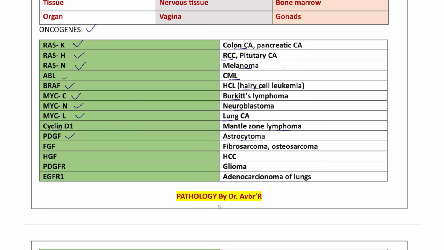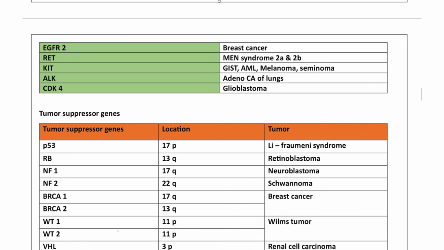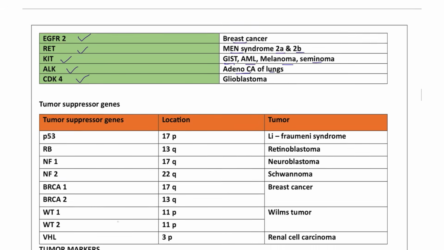PDGF is for astrocytoma, FGF is for osteosarcoma and fibrosarcoma, HGF is for hepatocellular carcinoma, PDGFR is for glioma, and EGFR1 is for adenocarcinoma of the lungs. Another, EGFR2, is for breast cancer. RET gene is for multiple endocrine neoplasia syndrome 2A and 2B. KIT is for GIST, AML, melanoma, and seminoma. ALK is again for adenocarcinoma of the lungs. Glioblastoma is for CDK4.